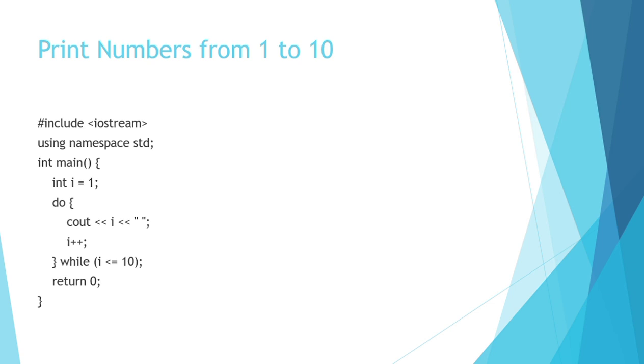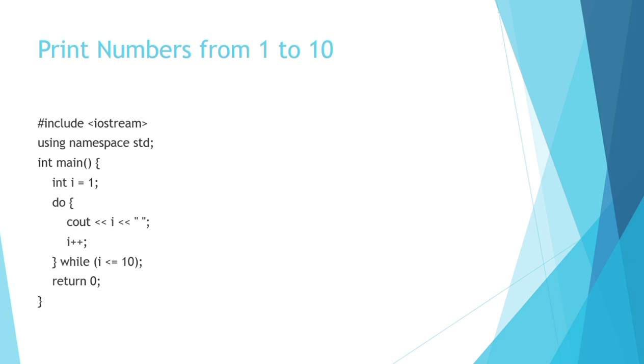Condition: while i is less than or equal to 10. After executing the block of code inside the do statement, the program evaluates the condition i <= 10. If the condition is true, the loop runs again. If the condition is false, the loop terminates, and the program continues with the code after the loop.